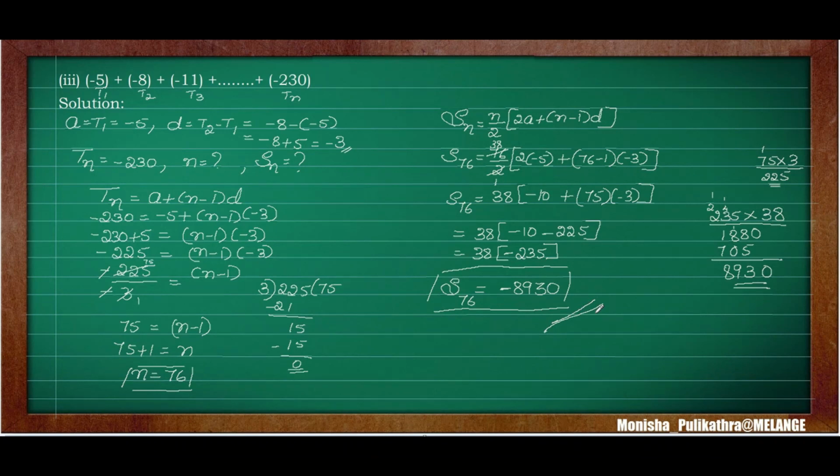So this is the last problem of this session. Hope you understood how to use the formula for Sn and Tn and to find out. So these problems are compulsory problems. They will appear in your board exam for 2 or 3 marks. Okay. Thank you.